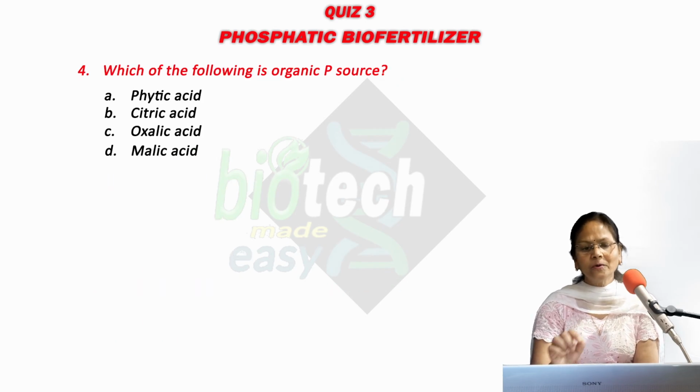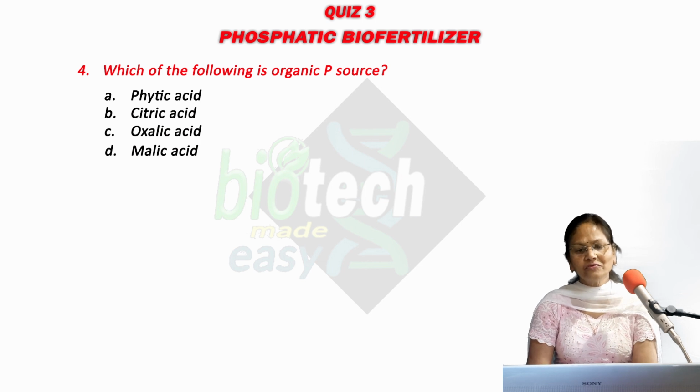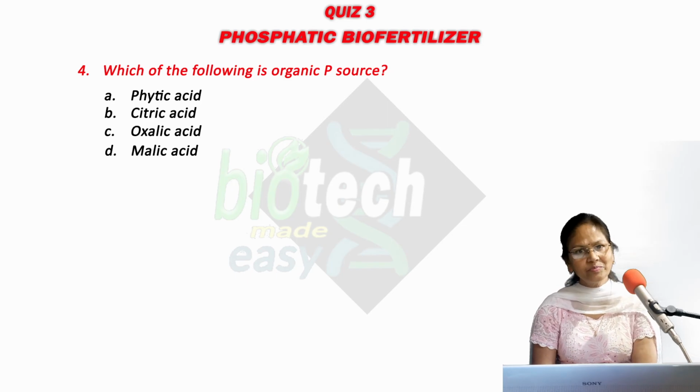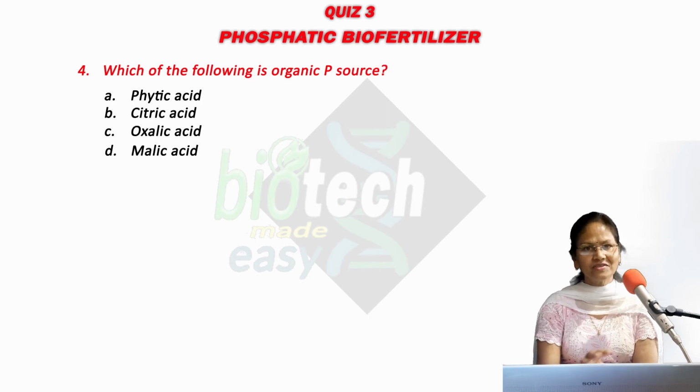Question number 4. Which of the following is an organic phosphorus source? Phytic acid, citric acid, oxalic acid, malic acid. All are organic acids, all are very important, all are present in different types of cycles in living organisms. But here the right answer is phytic acid.